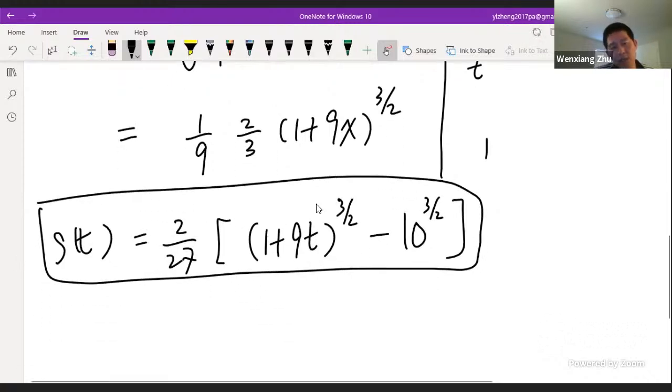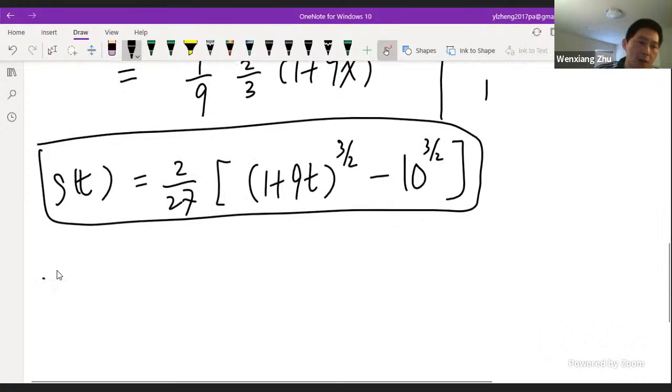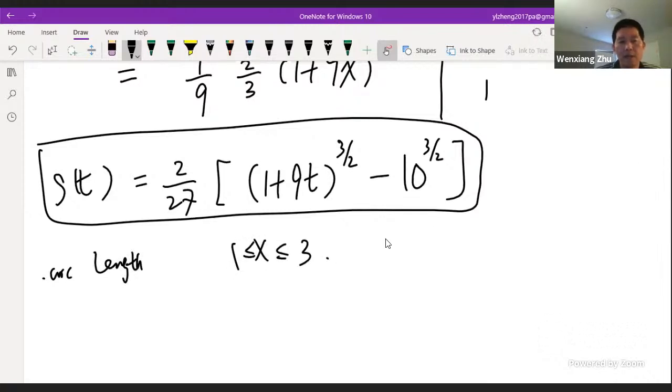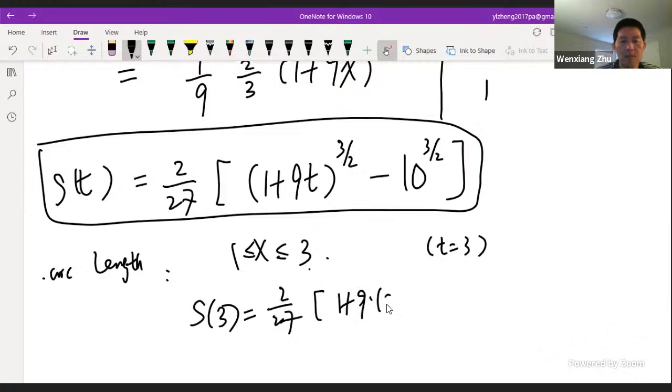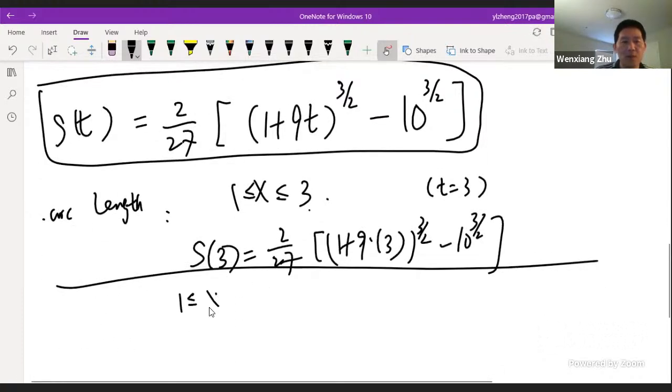Now, what's good about this is if people ask you the arc length for x between 1 and 3, how will you do that? You just recognize in this case your t is equal to 3. So all you need to do is evaluate s of 3, plug that into the formula, and you are done, right? And if they change that to a different interval, say x between 1 and 10, all you need to do is s of 10, right? So that's one of the advantages of having these arc length functions.